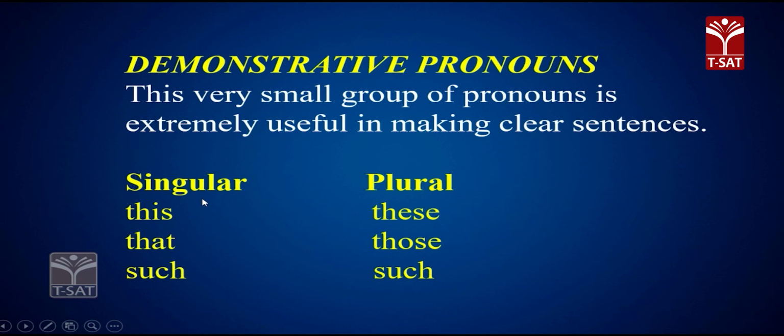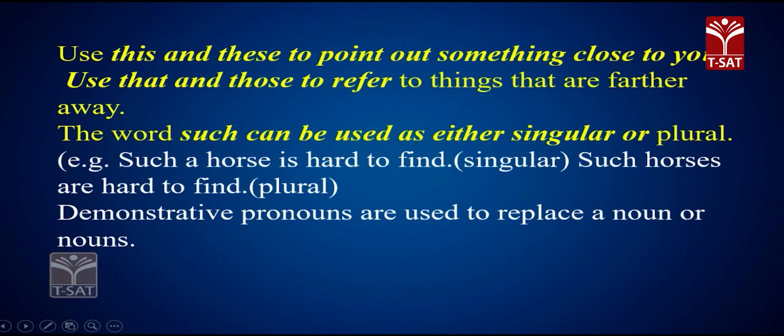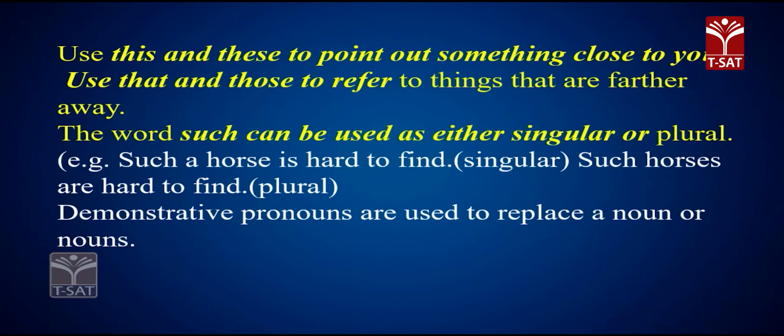These demonstrative pronouns also have singular and plural number. Singular this, plural these, singular that, plural those, singular such, plural also remains such. Use this and these to point out something close to you. Use that and those to refer to things that are farther away. This is the thing that you have to remember.